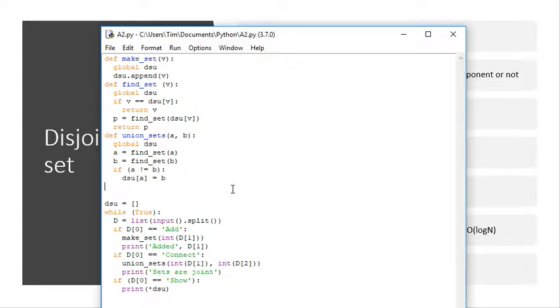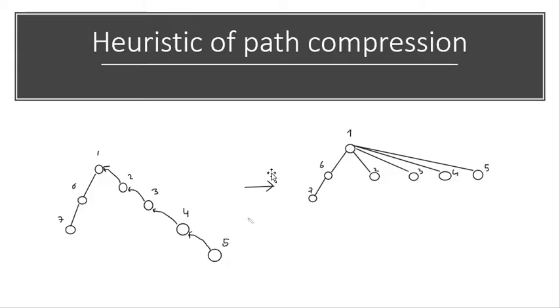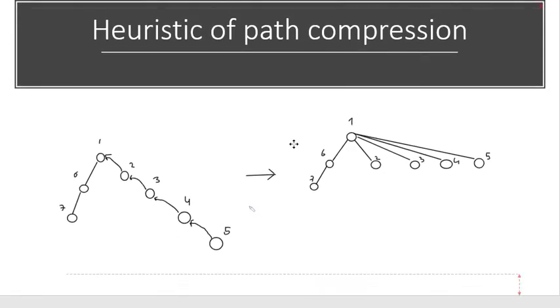And the first approach to make our program faster is the heuristic of path compression. So just look at the picture and see.